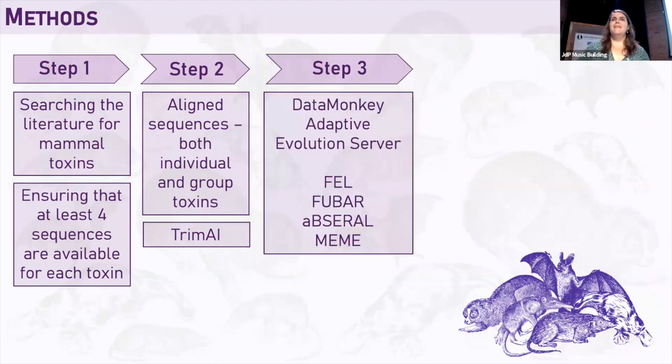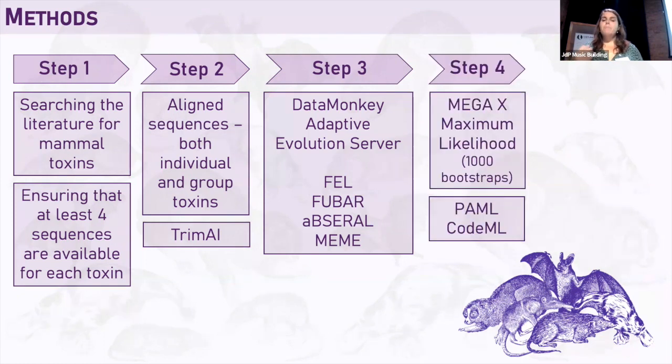Really great names here for some of the programs I used: FEL, FUBAR, ABSREL, MEME, really, really great. And what these programs do is they identify sites within your gene sequence that are evolving under either purifying or diversifying selection. And they can also tell you where selection is occurring within a phylogenetic tree, which is very useful.